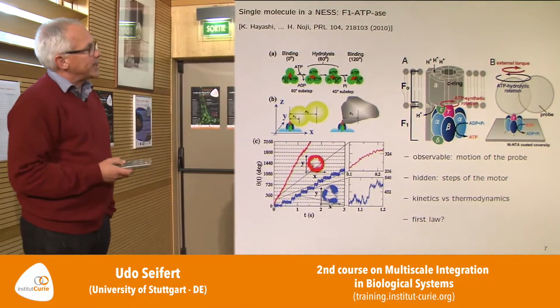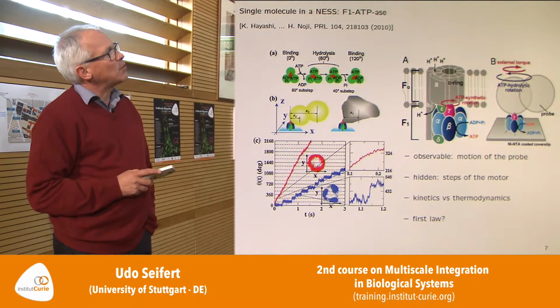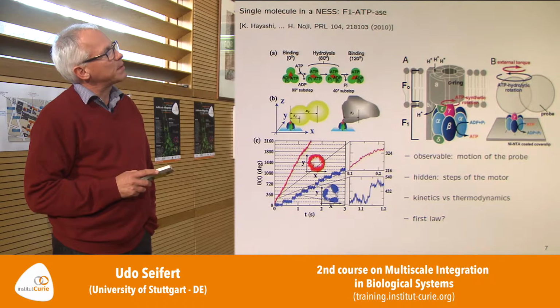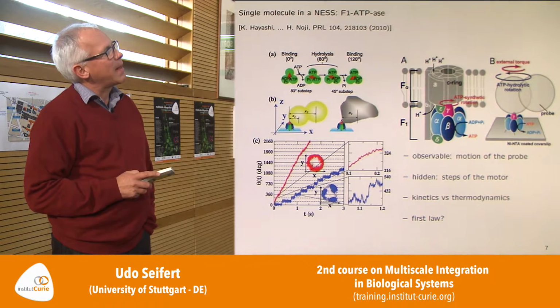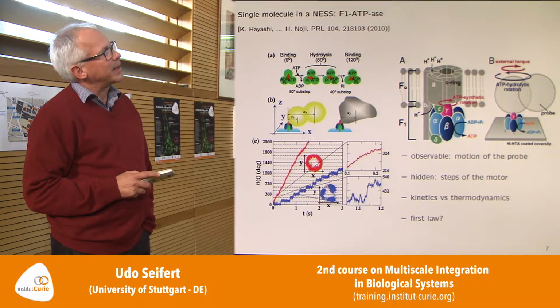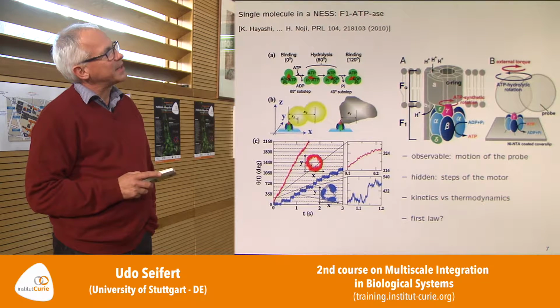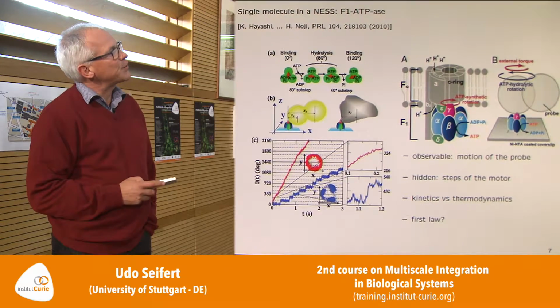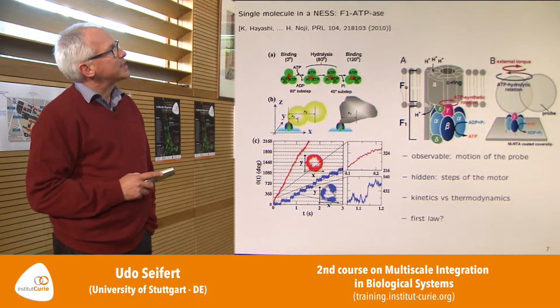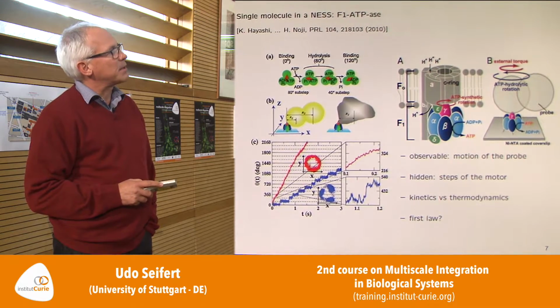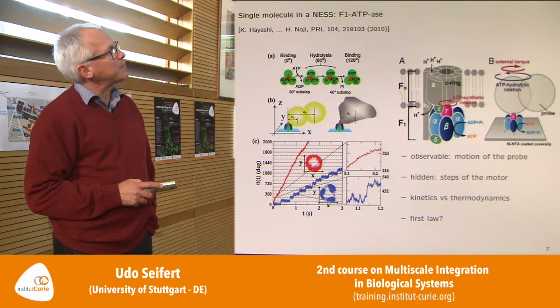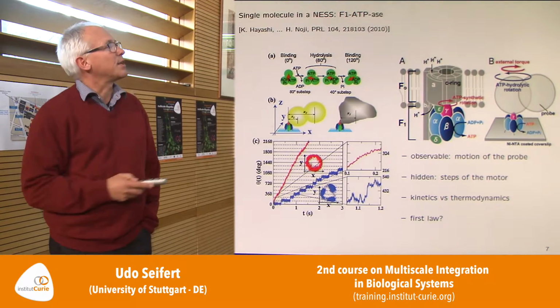Now, the key point is that you only see the motion of this probe. This will become important. You do not see the very part of the molecule. These steps of the motor are hidden. You only see the signature of these steps through the motion of this probe particle. But then a question you can raise is, how is that kind of visible kinetics related to thermodynamics? What about the first law? In a sense, I answered that before. And also, what about the efficiency of this machine?